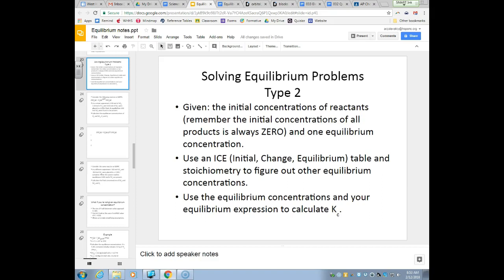And they'll also give you one equilibrium concentration. We're going to use an ICE box. I stands for initial, C for change, E for equilibrium, and we're going to use some stoichiometry to figure out the other equilibrium concentrations.